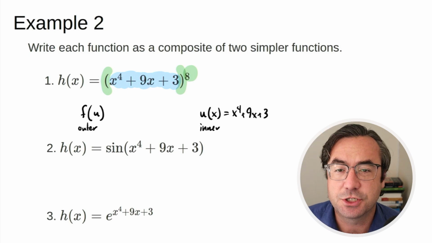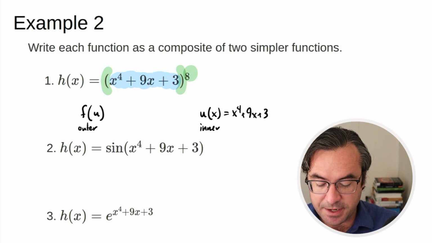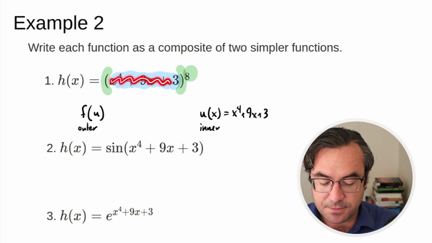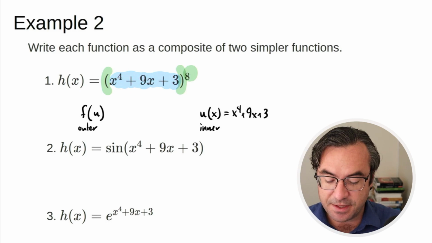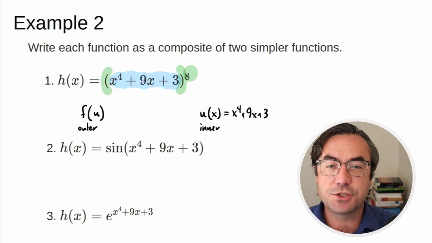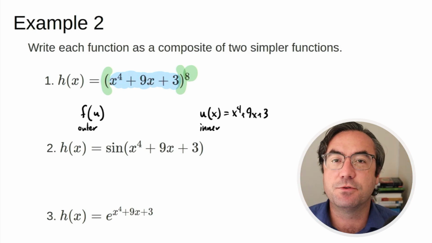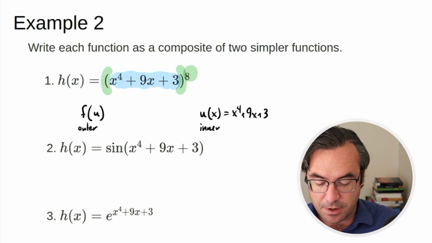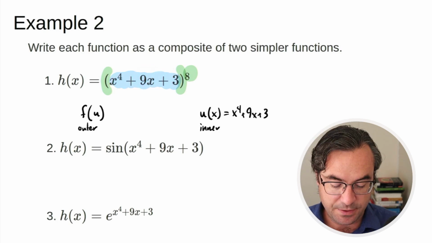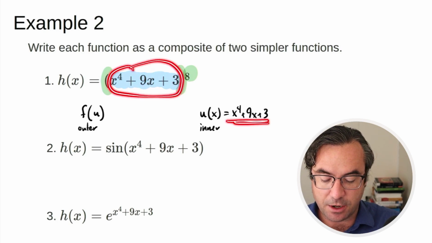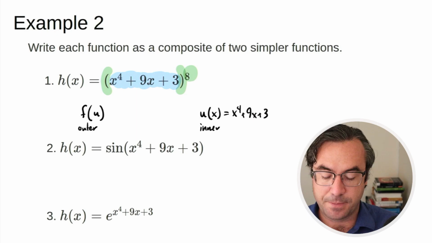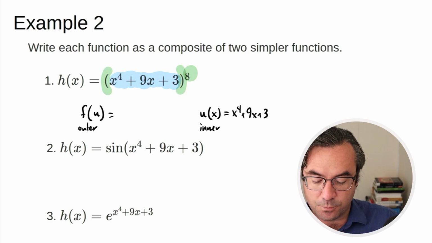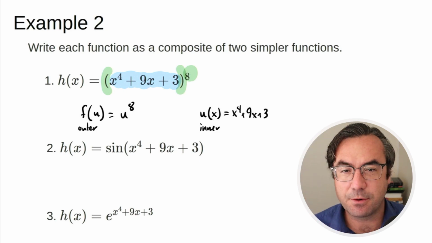And then our outer function is going to be, so imagine taking all that stuff that's inside the parentheses, and we're just going to collapse it down to a single variable. So imagine we're taking all of this, and we're just going to rename all of that u. And that's what we did. So we're just renaming all of this u. And when we do that, we're going to have u raised to the power 8.